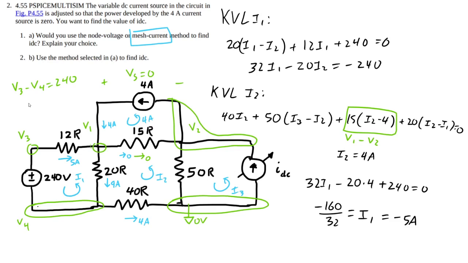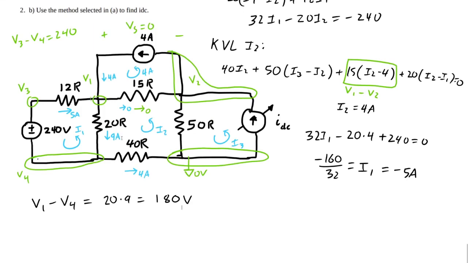Now why is that important? Well, the voltage drop across the resistor is proportional to the current through it and the resistance. So V1 minus V4 is going to equal 20 times 9. So 180 volts is the difference between V1 and V4. So if we can find V4, then we're in business. We'll know what V2 is, or what V1 is.